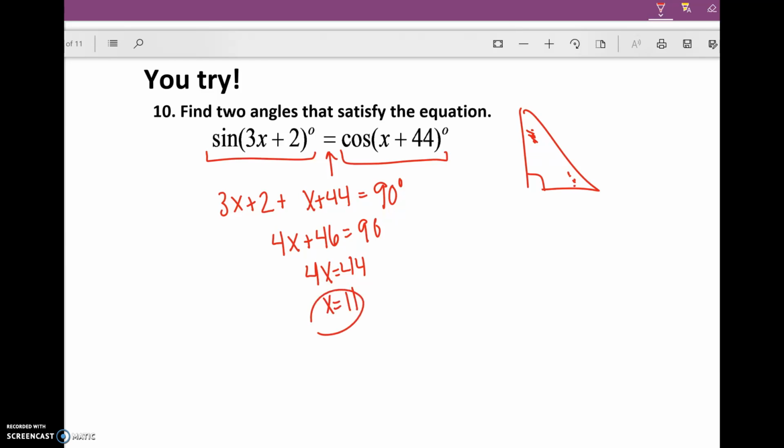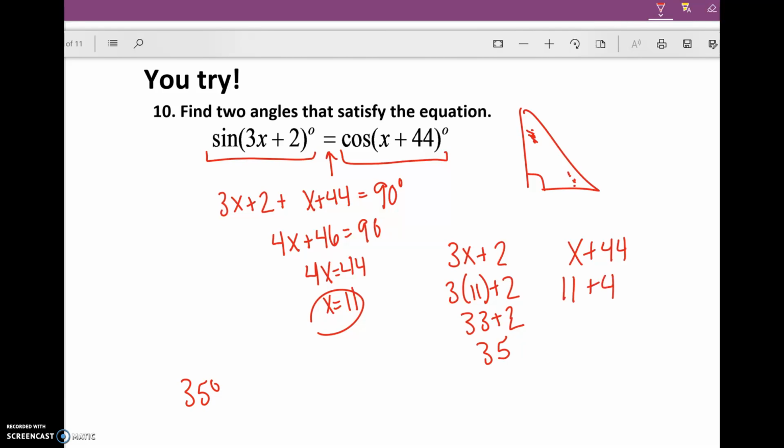Remember, that's not one of the degree measures. That's just what x is equal to. Then we find the two angles. For 3x plus 2, we would have 3 times 11 plus 2. That'd be 33 plus 2, which is 35. So 35 degrees is one of the angles that makes that true. We also have x plus 44. 11 plus 44, we would have 55 degrees.